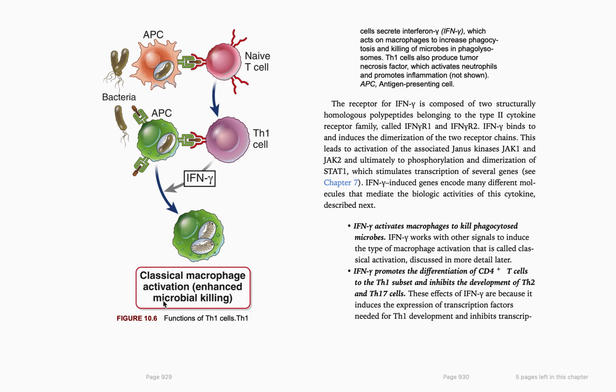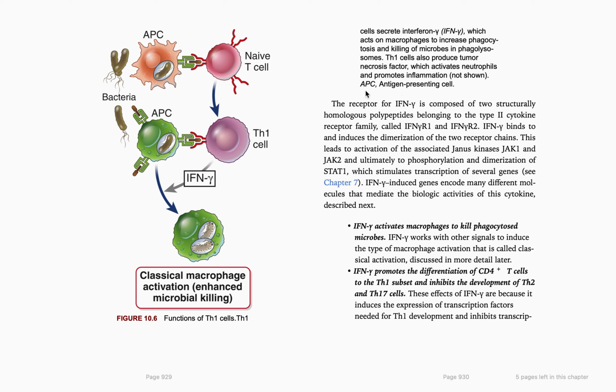So this is the classical macrophage activation, enhancing microbial killing. As we see, function of T helper 1 cells. T helper 1 cells secrete interferon gamma, which acts on macrophages to increase the phagocytosis and killing of microbes in phagosomes. T helper 1 cells also produce tumor necrosis factor, which activates neutrophils to promote inflammation.